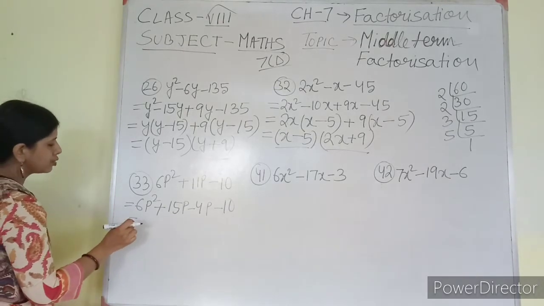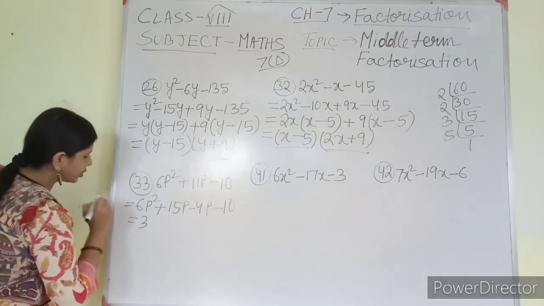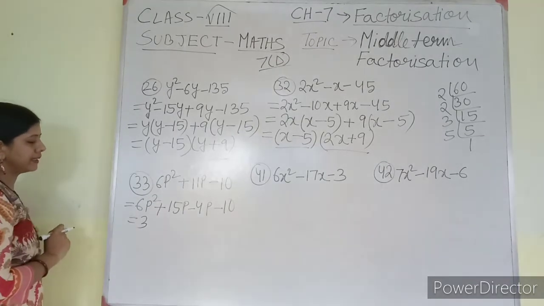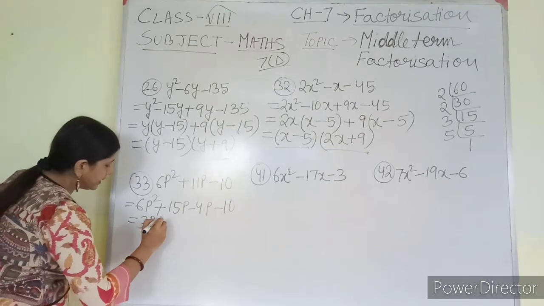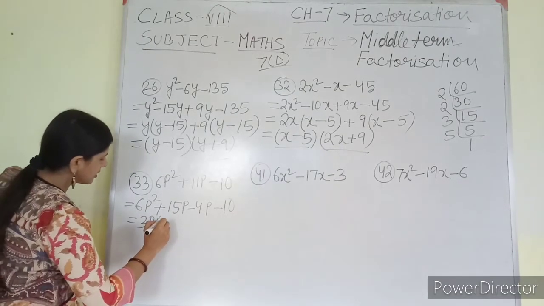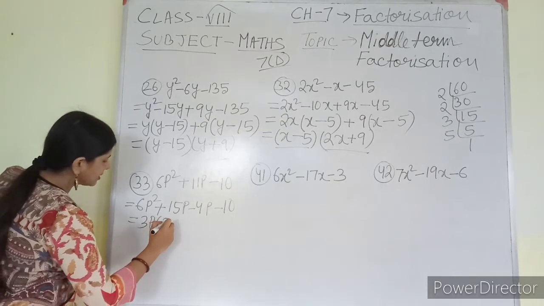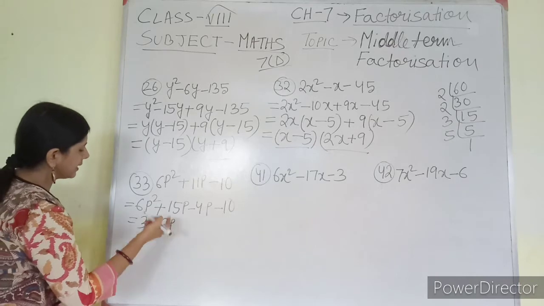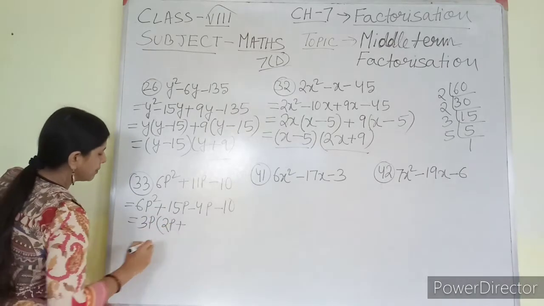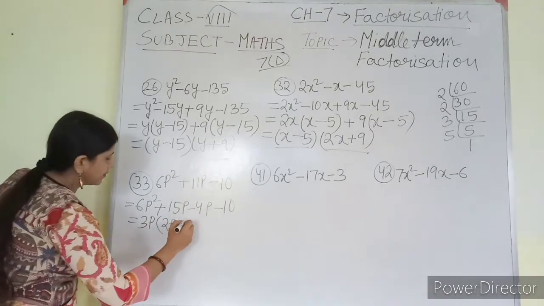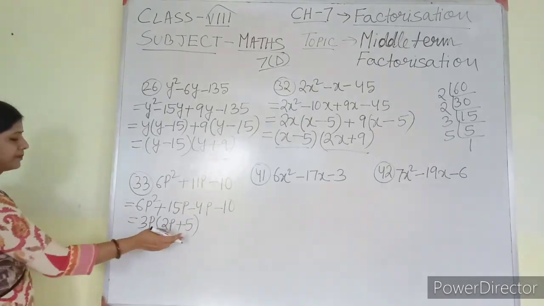In between these two I can take 3 common, because 3 is a factor of 6 and 3 is also a factor of 15. So I take 3p common. What is left here? 2p is left, because out of 6, 3 has been taken, so 2 is left. Plus, 3 is already taken, so 3 5s are 15, 5 is left here.